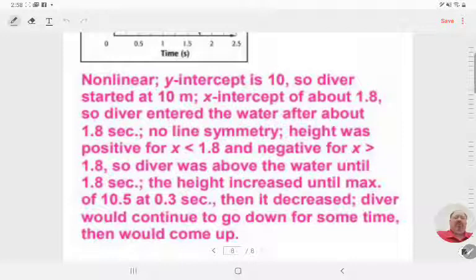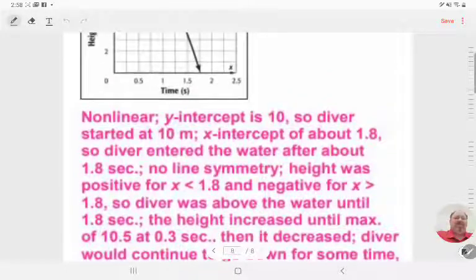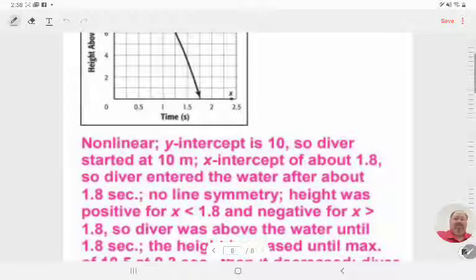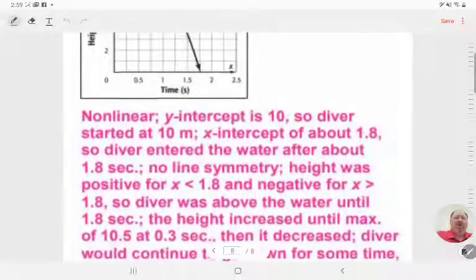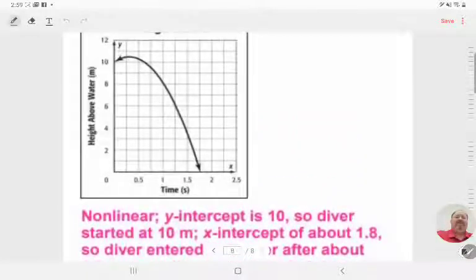The diver would continue to go down for some time, then would come up. That's what the end of the graph would represent. So it represents the diver would hit the water and eventually at some point in time would come back up to the surface, okay? So all of that describes that graph.